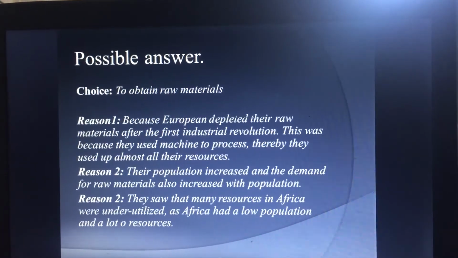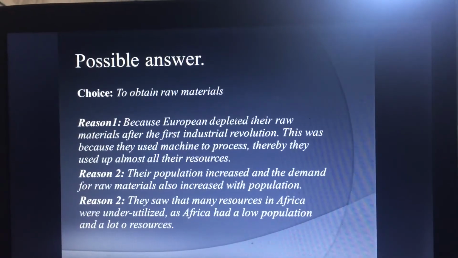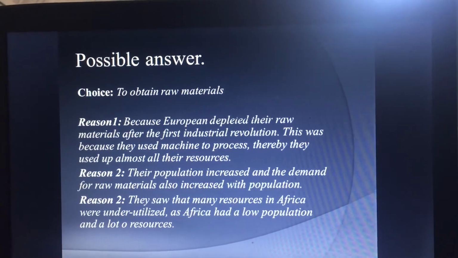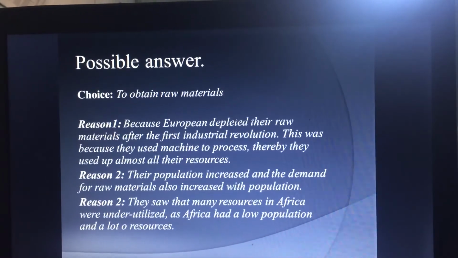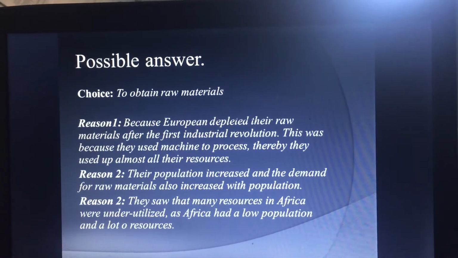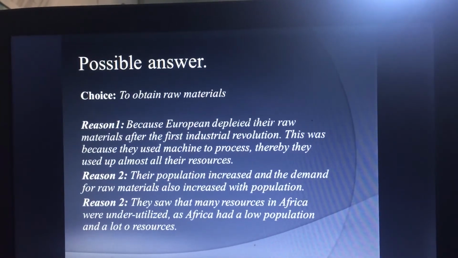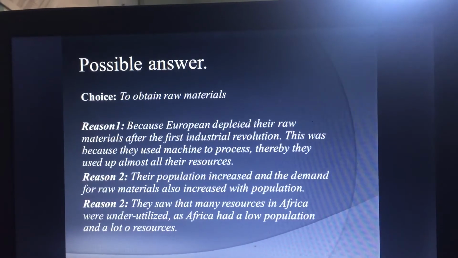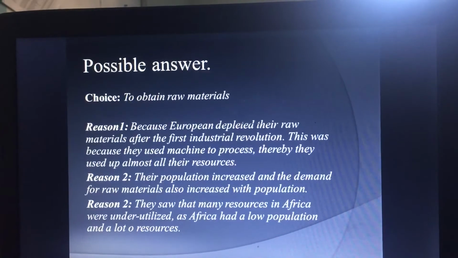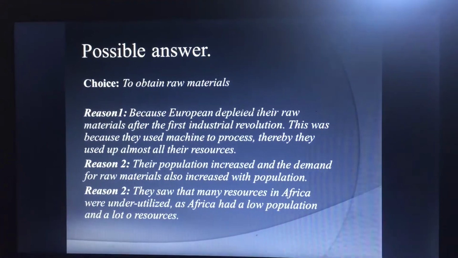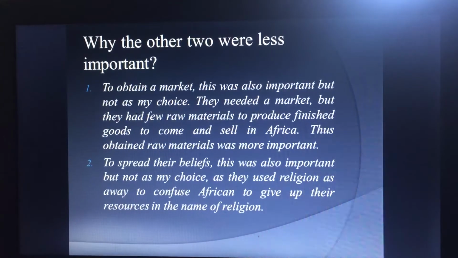Reason 2, their population increased and the demand for raw materials also increased with population. Now they needed to obtain raw materials in Africa. Reason 3, they saw that many resources in Africa were underutilized, as Africa had a low population and a lot of resources. Those are the 3 reasons that I've given for the choice, which is to obtain raw materials. Now, in the next slide, I explain why the other 2 were less important.